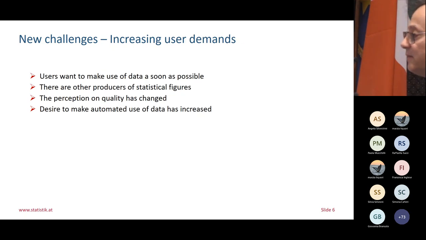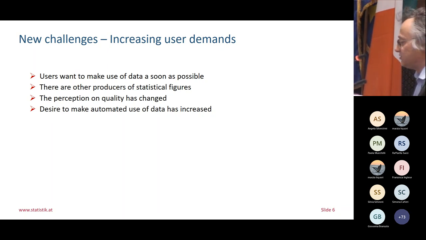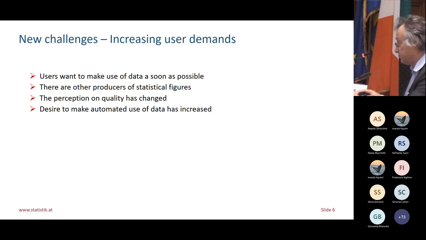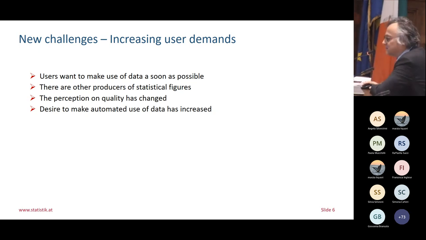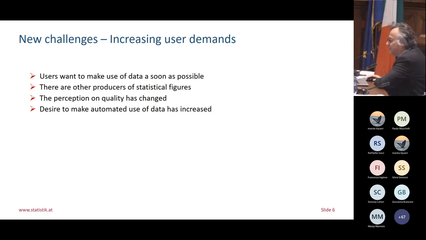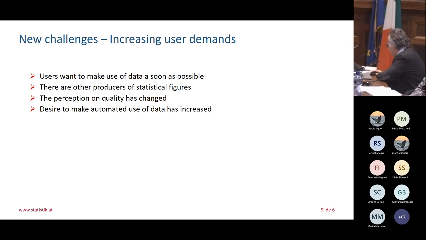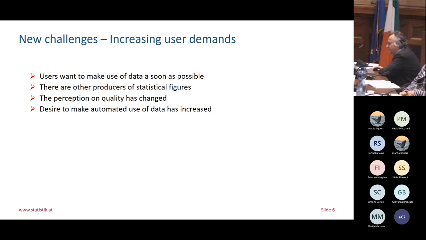There are also increasing user demands: users want to make use of data as soon as possible. So timeliness, first of all, takes priority over punctuality and accuracy, which is a little bit problematic from the production point of view. There are other producers, so we are in a situation of competition, and the perception of quality has changed altogether. And there is also an increased desire to make automated use of data, so machine-to-machine use is an issue here.